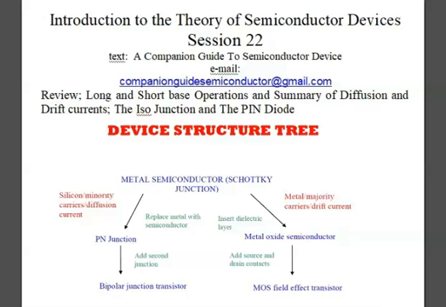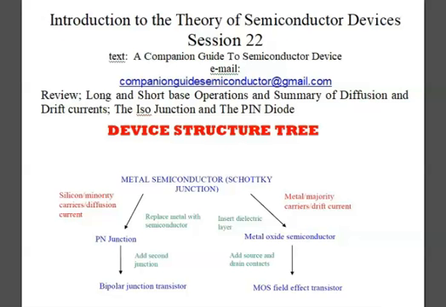Welcome to session 22. In today's session, we're going to review the long and short base operation of the p-n junction. We're going to summarize a little bit about the diffusion and drift currents. We didn't know we had drift currents in a p-n junction, but we're going to see that we really do, and we're going to introduce that concept.